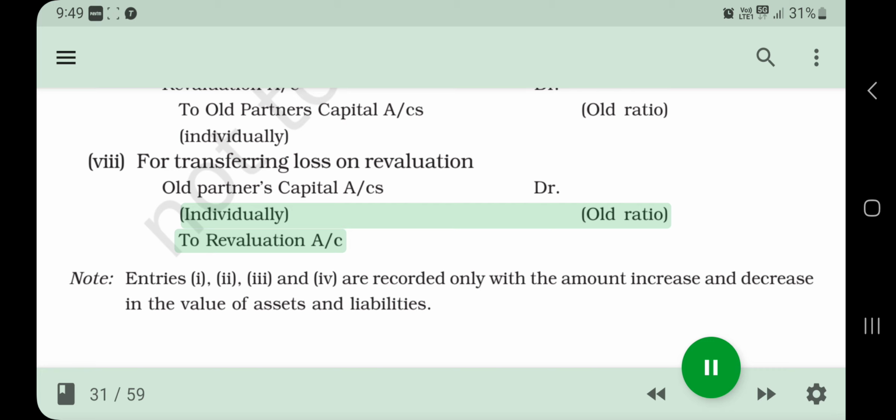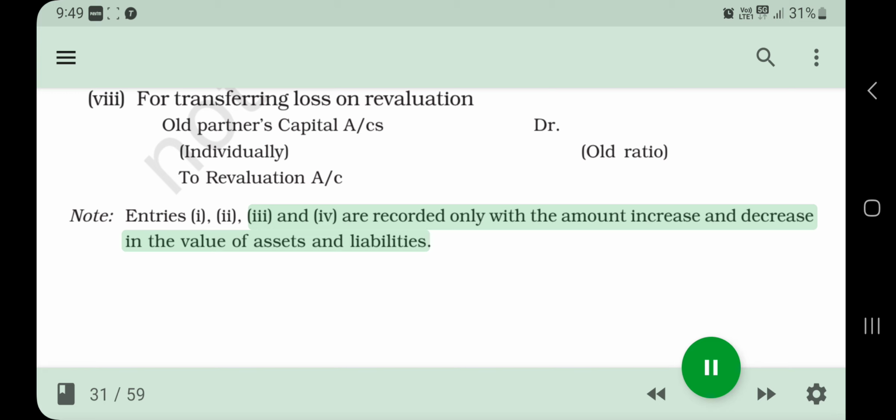Individually, in the old ratio, to Revaluation A/c. Note: entries I, II, and IV are recorded only with the amount of increase and decrease in the value of assets and liabilities.